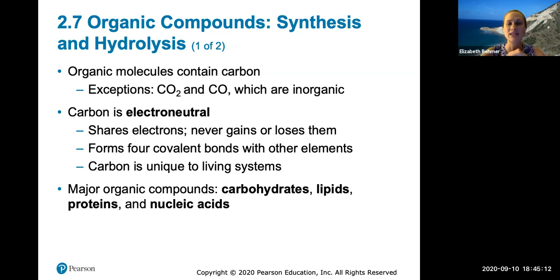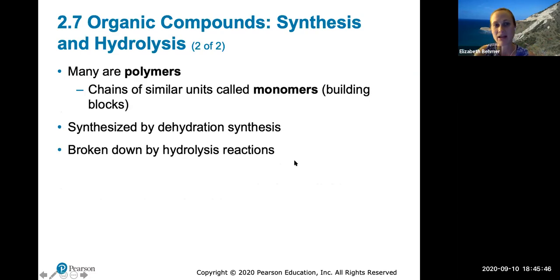Organic molecules contain carbon, except carbon dioxide and carbon monoxide, which are inorganic. Carbon is electroneutral. It shares electrons, it never gains or loses them, and it forms 4 covalent bonds. So this is why carbon is really essential to a lot of these organic molecules, because it's very electroneutral. You don't really need to understand why. It's a major organic component of carbohydrates, lipids, proteins, and nucleic acids. So carbon is, I think, the most common element in our body.